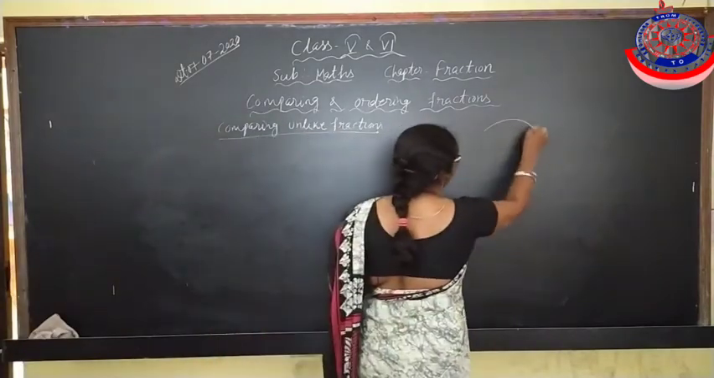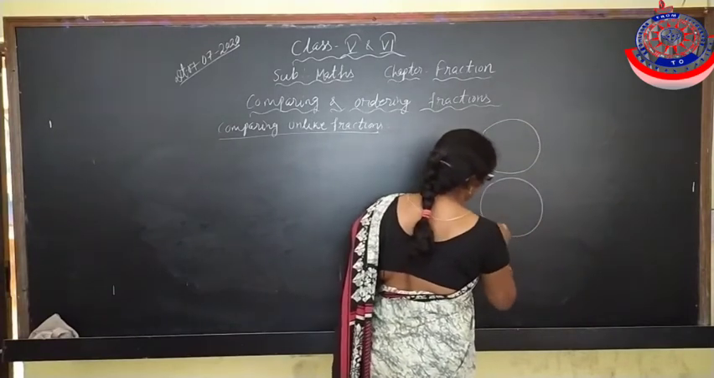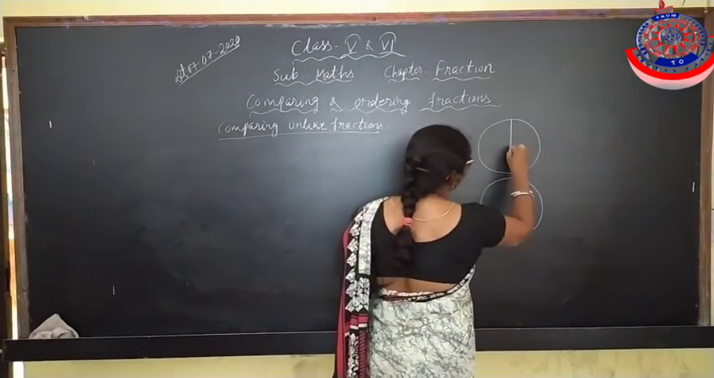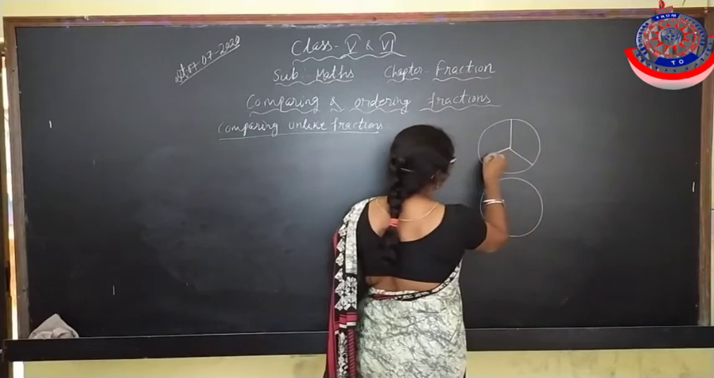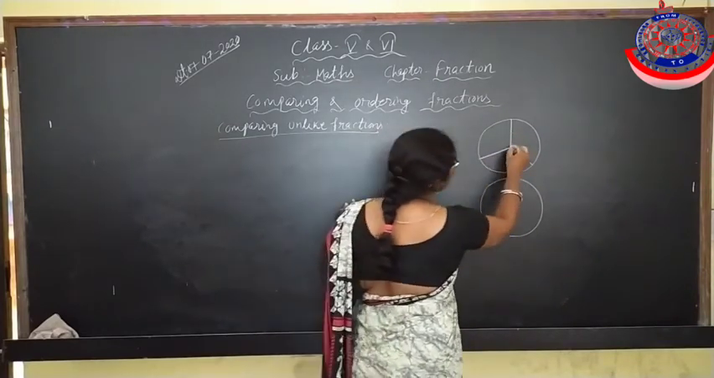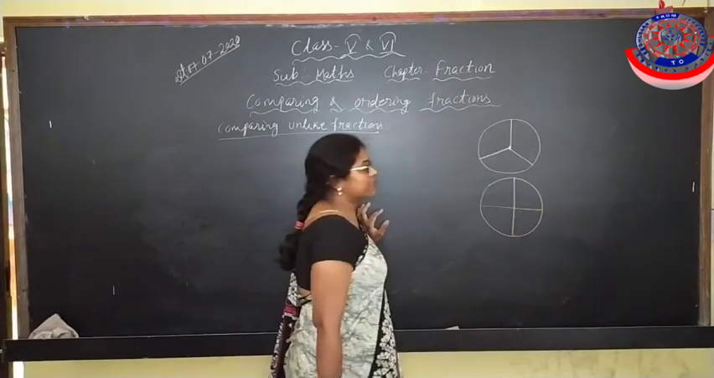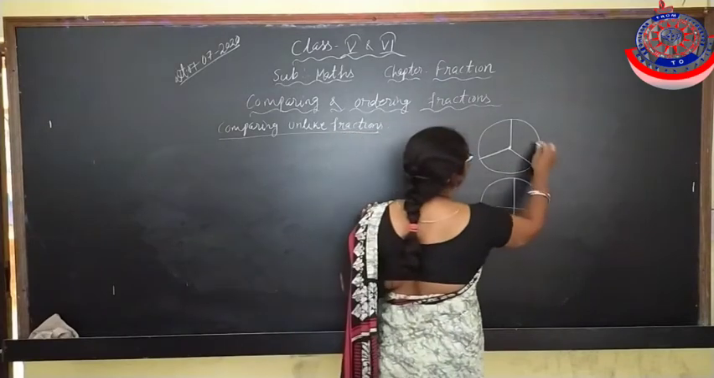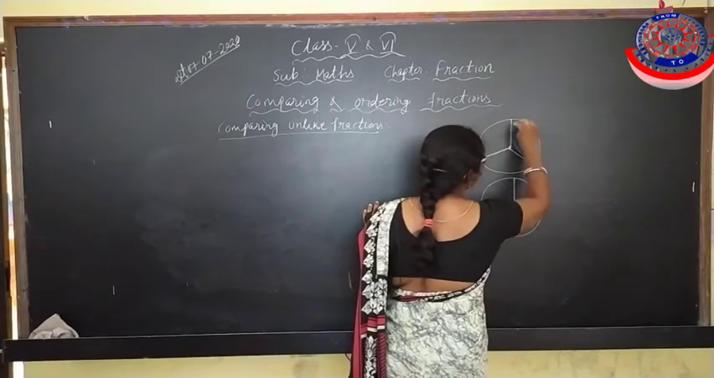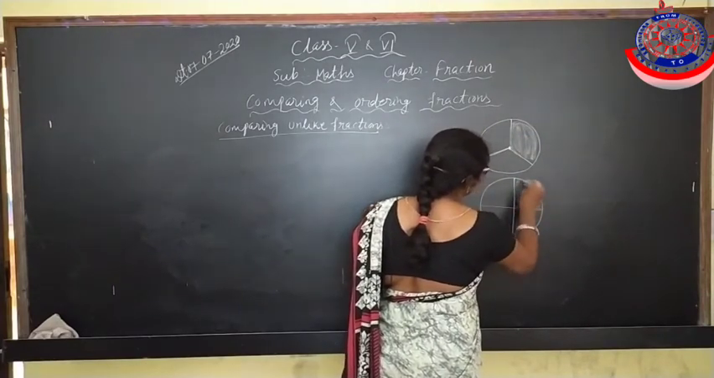Suppose there are two circles. Okay, one circle we have divided into equal 3 parts, and one circle is divided into equal 4 parts. Okay, now A has colored one part of this circle and B has colored one part of this circle.